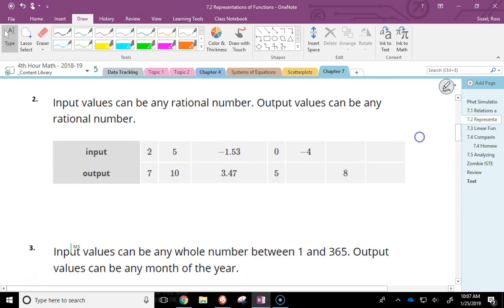Let's look at number 2 then. Inputs can be any rational number. Output values can be any rational number. Well, the Starbucks, can we figure out what is the rule? What's the rule? Jordan? Good. So once again, we have to say our output is plus 5 of input. Go ahead and on your sheet, fill in those blanks.